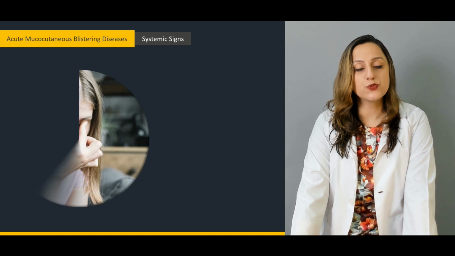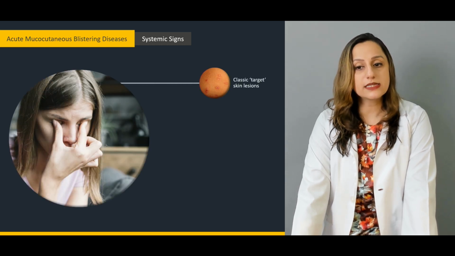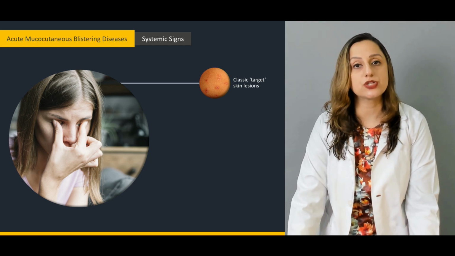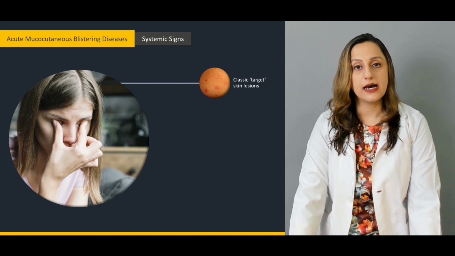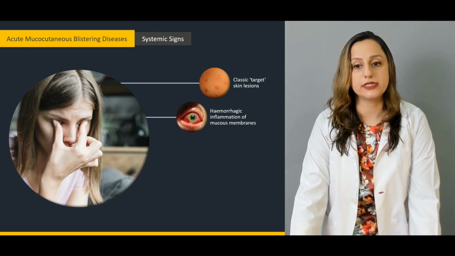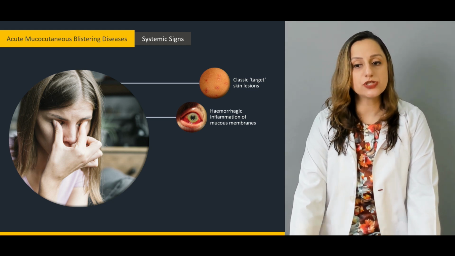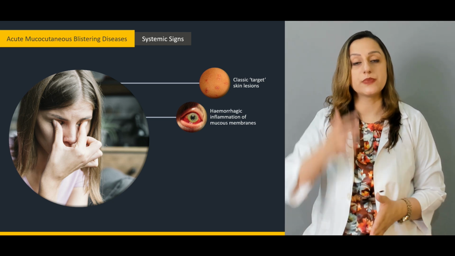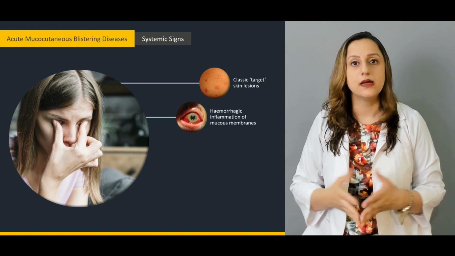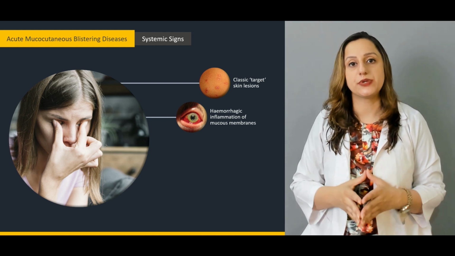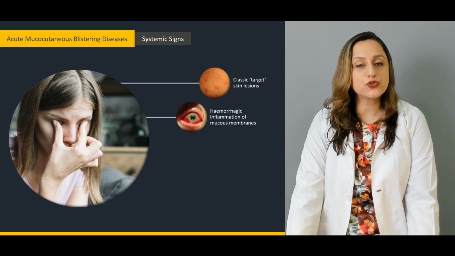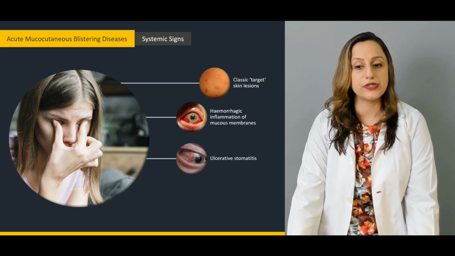The systemic signs would include the classic target skin lesions. As the patient would give you a history of a skin rash, there would be these target lesions that you can also examine. Then there is hemorrhagic inflammation of the mucous membranes; it can involve the mucous membranes of the eyes as well as the oral cavity, the vagina, and the anal region. All of these mucous membranes can be examined, and you can notice the hemorrhagic or inflammatory hemorrhagic conditions arising over there.